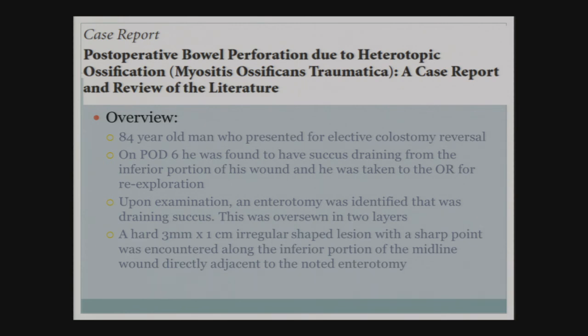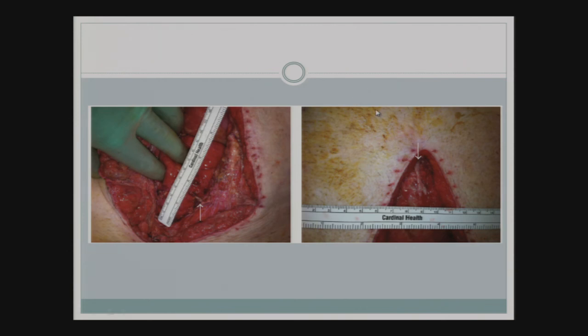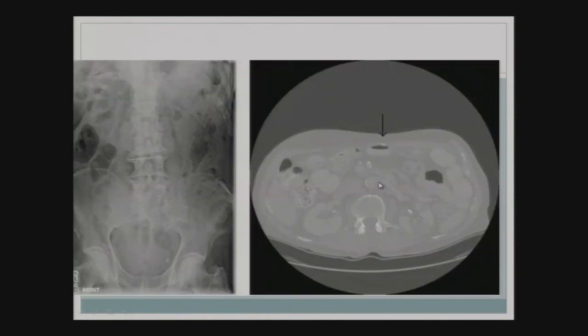They noted that he had a hard 3 millimeter by 1 centimeter irregular shaped lesion with a sharp point at the inferior portion of his midline wound adjacent to the enterotomy. They had some intraoperative pictures here, which I think was what they were describing. And then they also found another ossified structure at the superior portion of the previous incision as well. This was, I believe, a pre-op X-ray and CT scan that they obtained showing this ossified structure there.